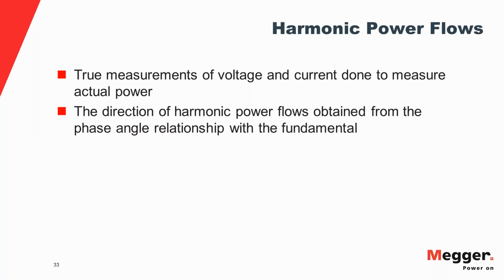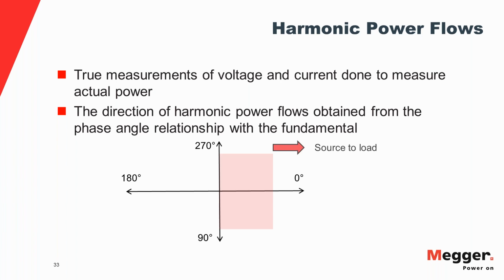You get the direction of the power flow by looking at the phase relationship of the harmonics with the fundamental. If the phase angle difference lies in this range, between 90 to 270 on the positive side, then the direction is from source to load. If the phase angle difference is in the negative quadrant, so if it's in this range, then the direction is from the load to the source.